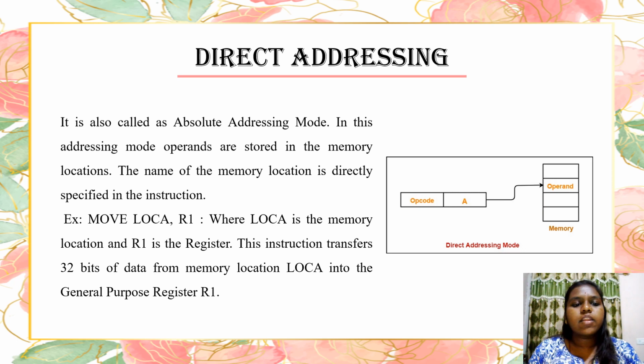Direct addressing. It is also called as absolute addressing mode. In this addressing mode, operands are stored in the memory locations. The name of the memory location is directly specified in the instruction. Move location A, R1, where location A is the memory location and R1 is the register. This instruction transfers 32 bits of data from memory location A into general purpose register R1.